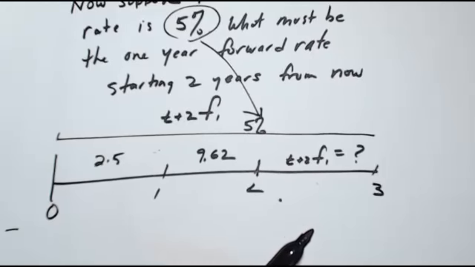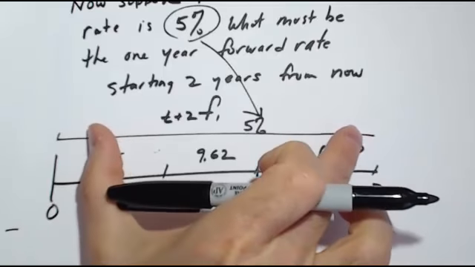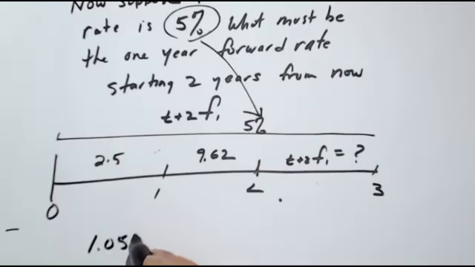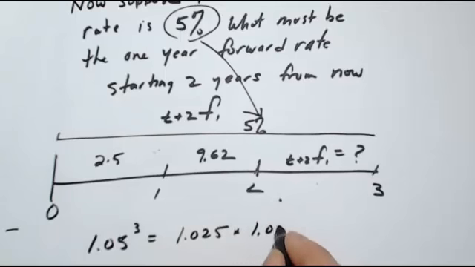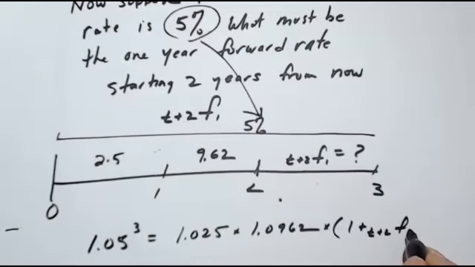Well, we can figure that out using the same math we just did. We'll say, look, we're indifferent between investing for 1 year, 3 years, at 5%. You can put $1 here, multiply it out. Times 1.025, so basically investing $1 at 2.5% for a year, times 1.0962, covers this time period right here, times 1 plus T plus 2 F1 here.